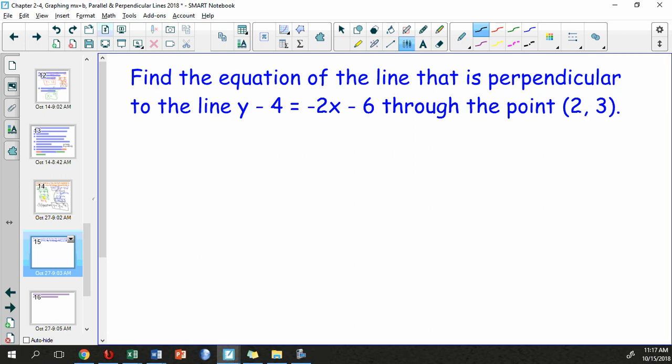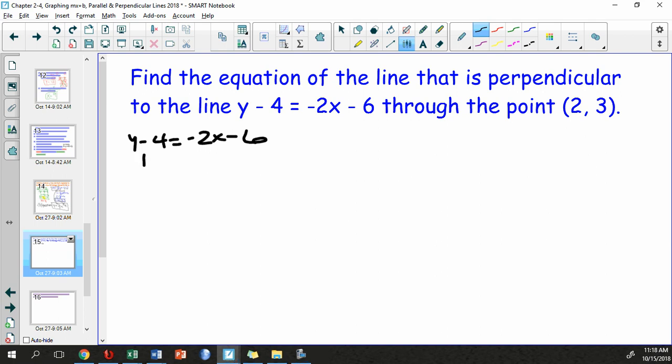Same concept, but this time, what am I asking for? Perpendicular. It says to find the equation of the line that is perpendicular to the line y minus 4 equals negative 2x minus 6 through the point 2, 3. So what do I have to do first? I need to take the given equation, which is y minus 4 equals negative 2x minus 6, and I need to solve for y. Why do I want to solve this equation for the letter y? So that I can find the slope, okay?